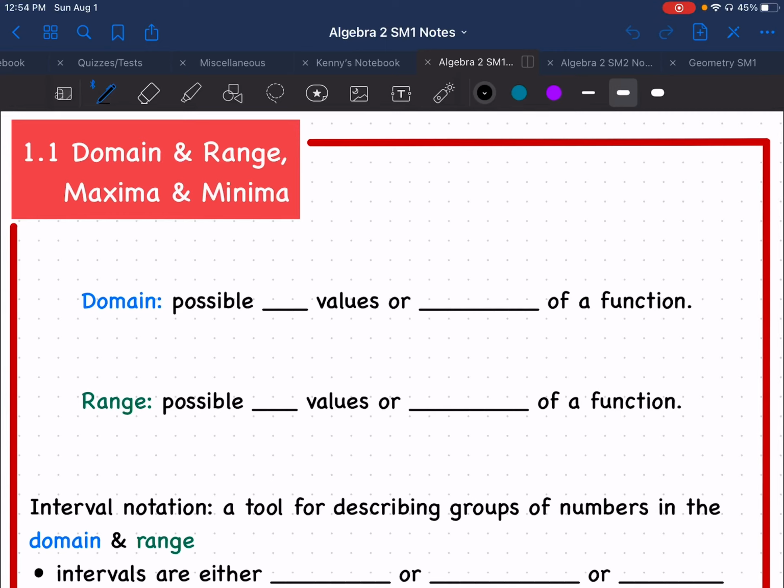Today's lesson is 1.1, Domain and Range, Maxima and Minima. The domain is your possible x values or your inputs of a function. The range are your possible y values or the outputs of a function.